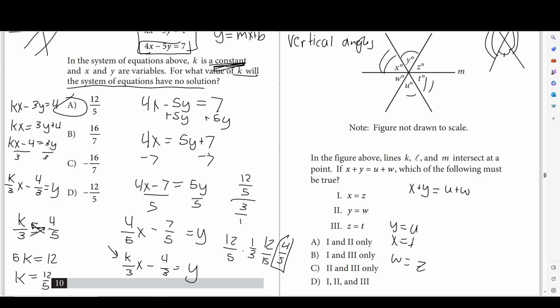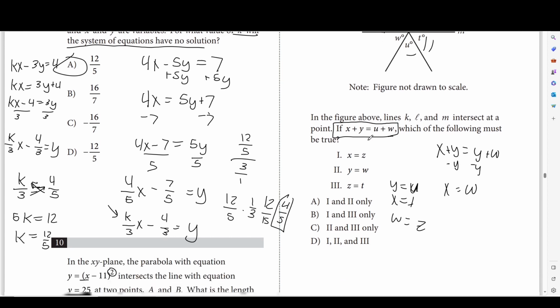Now what I can do is focus on this specific equation, right? It's telling me that x plus y is equal to u plus w. Now I already know that y is equal to u. If these two are the same, I can subtract y from both sides. First off, I could rewrite this as x plus y is equal to y plus w, because y and u are vertical angles, so they're equal to one another. I could just substitute y for u because they're the same value. Now I could subtract y from both sides, and I'm left with x is equal to w, right?